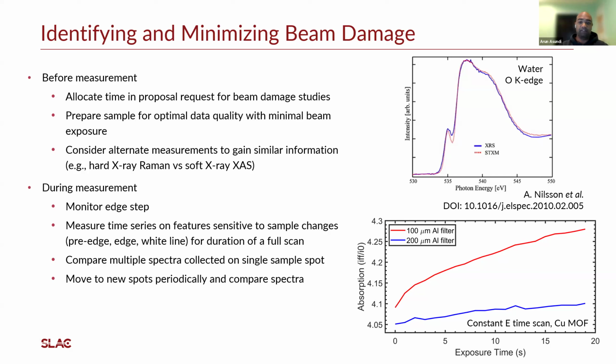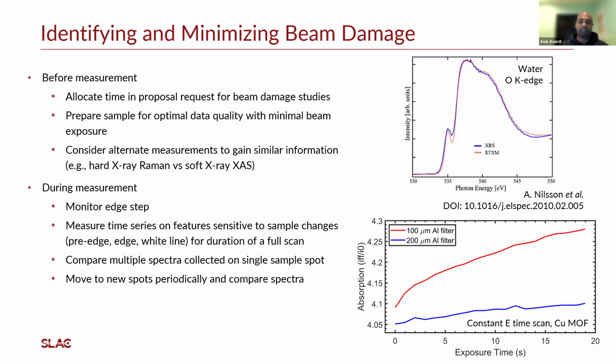One way to do this is by choosing a few energies of sensitive features in the XANES region, like the pre-edge, the edge, or the white line, and measuring a time series of the absorption at those energies for the full duration of a scan. You can see an example of this here at the bottom right, showing the changes in absorption at a fixed energy on the copper K-edge, with different thicknesses of attenuating filters in front of the sample. This method is especially useful if beam damage occurs very rapidly.